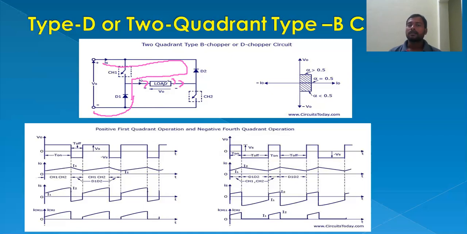So current is the same, but terminals will be reversed. This becomes negative and positive. So current is positive, but voltage is negative. That's why this operation of the chopper is in the fourth coordinate. That is nothing but Q4.